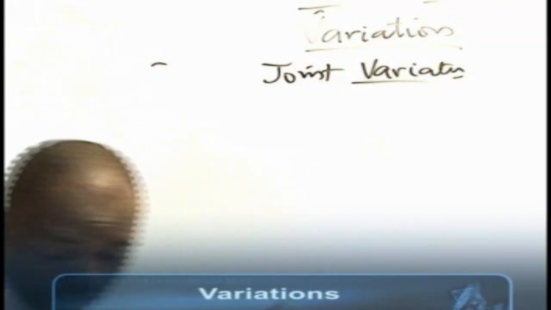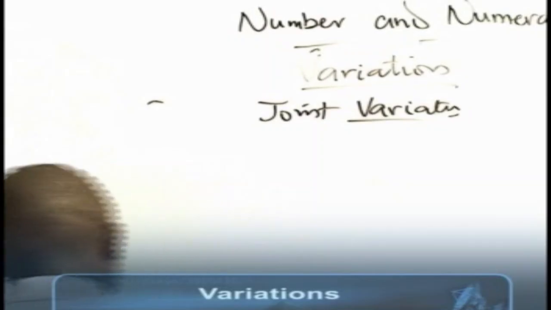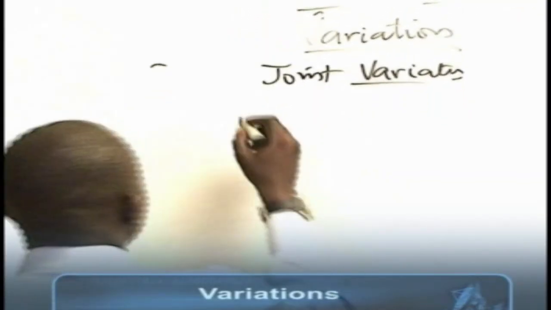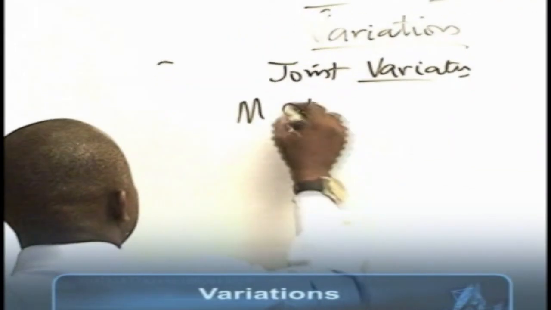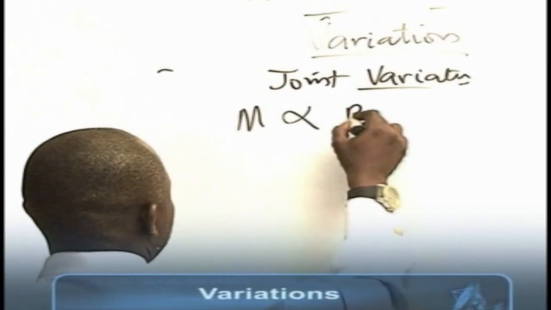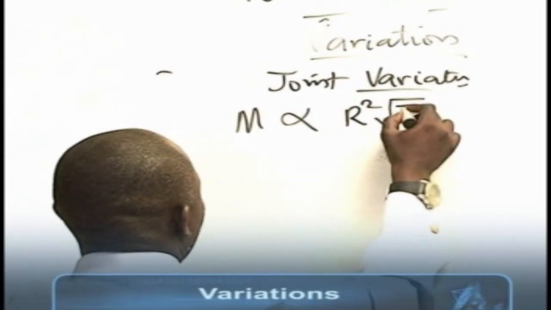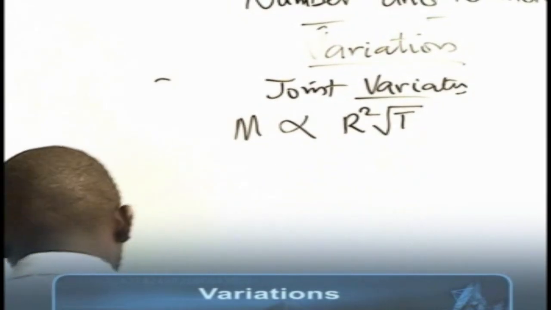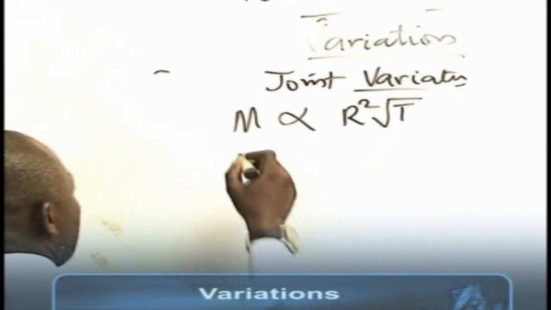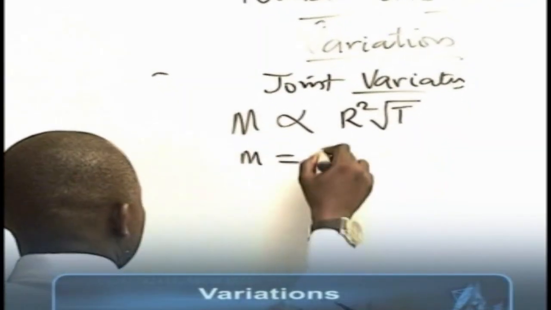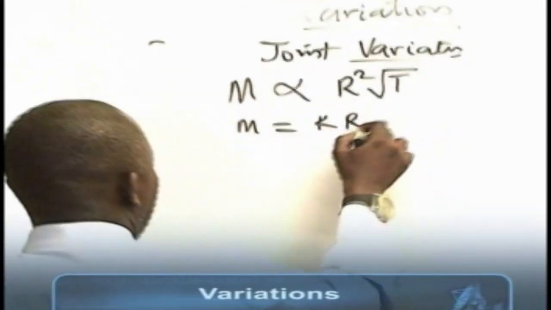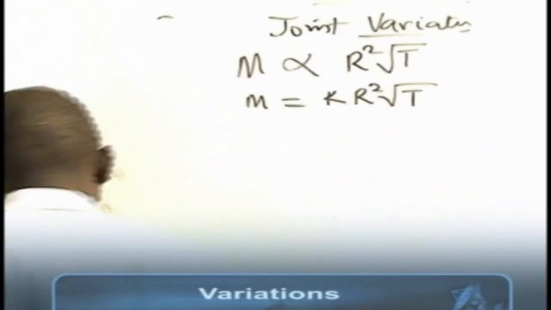Now look at that question I just repeated. It says M varies jointly as the square of R and the square root of T. That is what I've represented. And if you are going to introduce a constant, it's just one single constant, which is usually represented with K: M equals K R squared square root T.